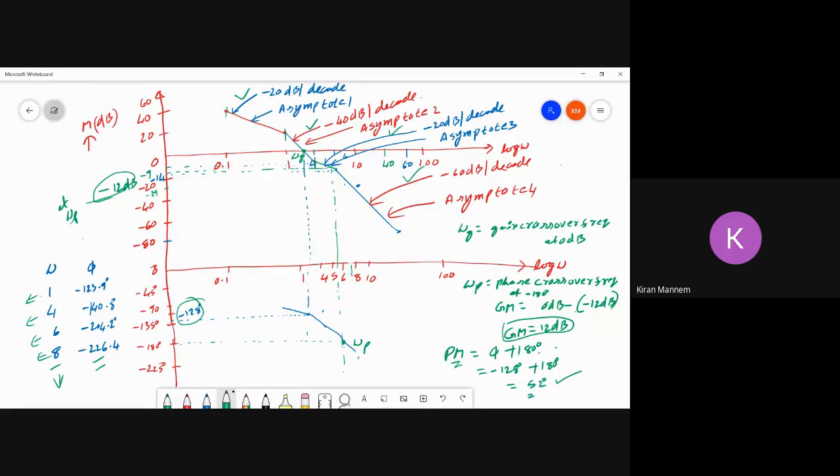So here I will clearly show you the values.